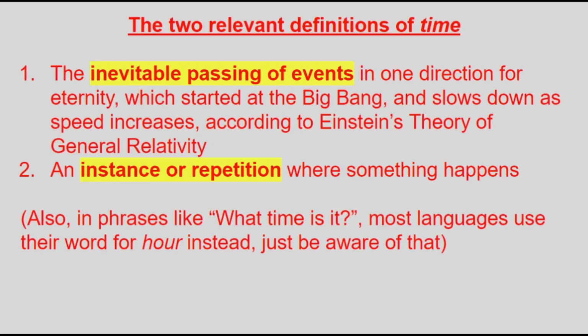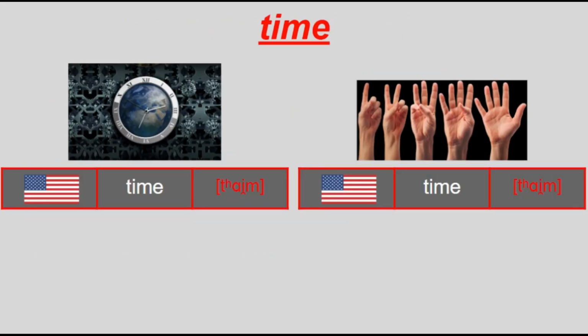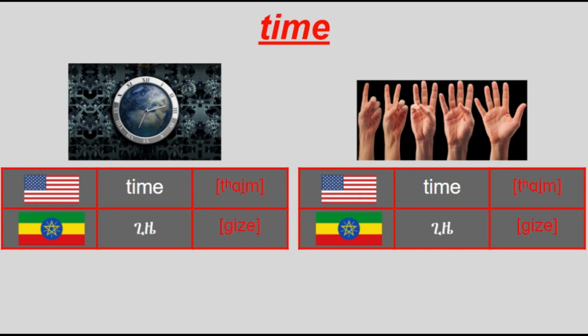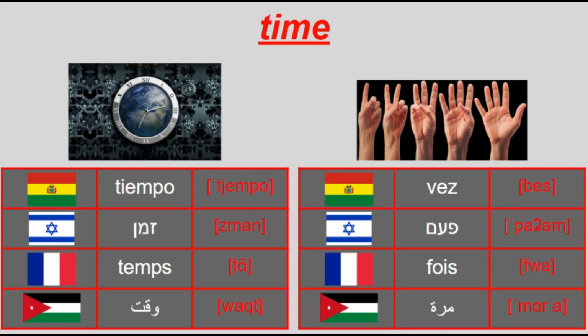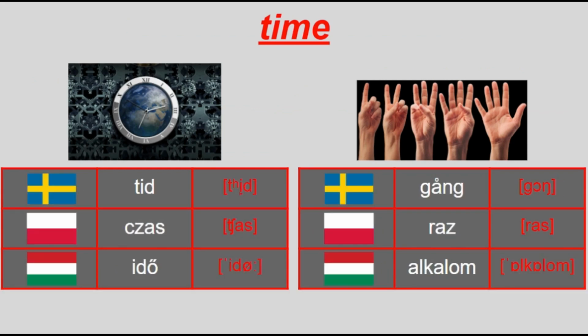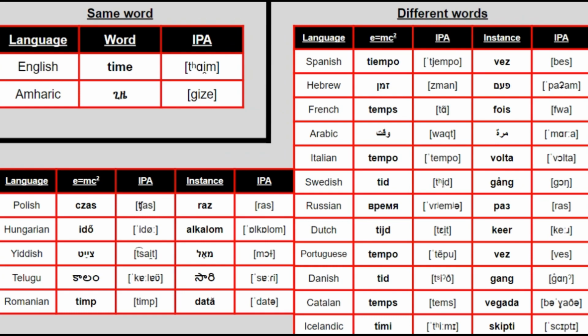It'll actually be a lot shorter to tell you the languages I've studied that don't differentiate this. English with time, as mentioned, Amharic with gize, and that's it. All other languages I've studied make this distinction. Spanish has tiempo and vez, Hebrew has zman and pa'am, French has temps and fois, Arabic has waqt and marra, Swedish has tid and gång, Polish has czas and raz, Hungarian has idő and alkalom, and I think you get the point. The other examples are here too.